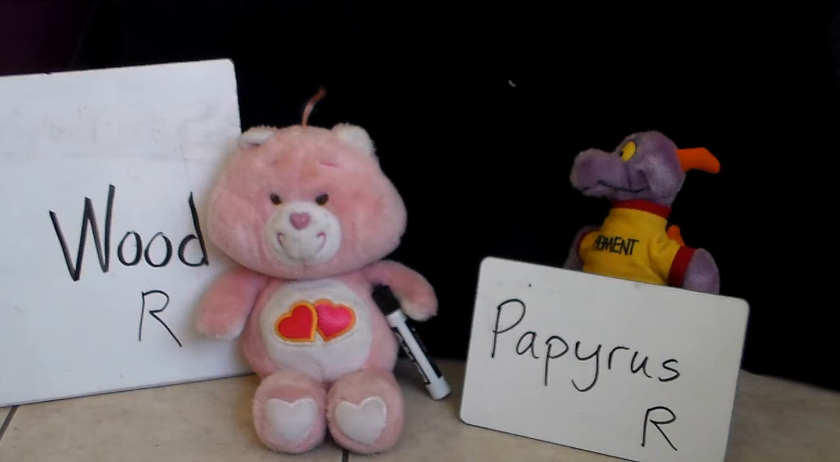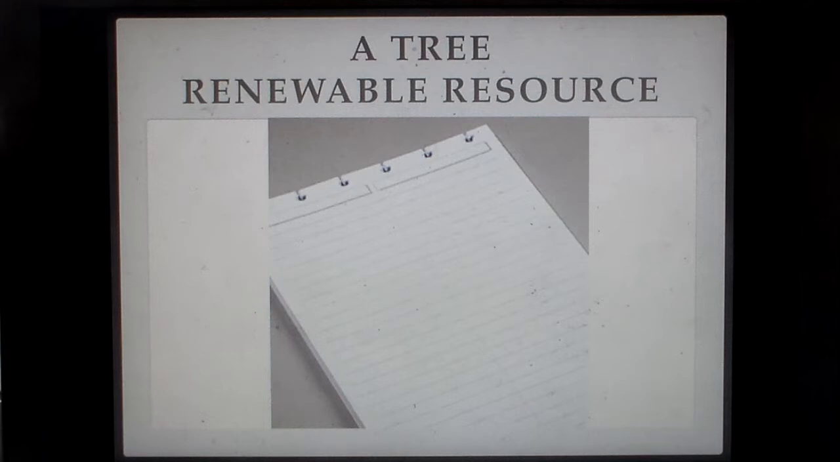And Figment, oh, you're being quite imaginative. You're clearly thinking of what you learned about in ancient Egypt. So papyrus, yeah, that is a plant that's used to make paper. I like how you guys both have R for renewable. It is a tree. A tree is a renewable resource. If you also said a plant, you can also be correct there too.